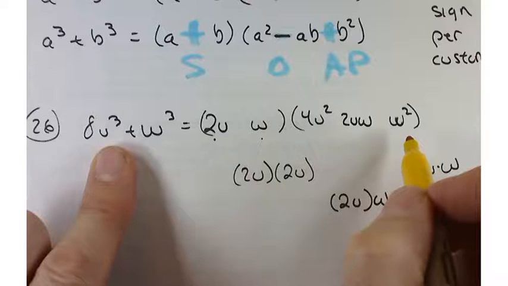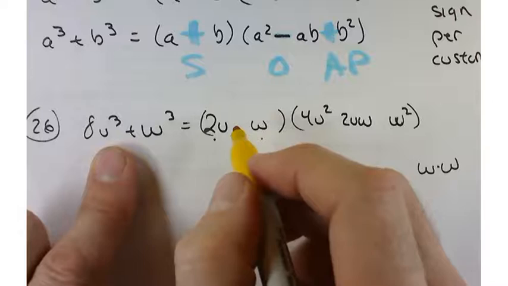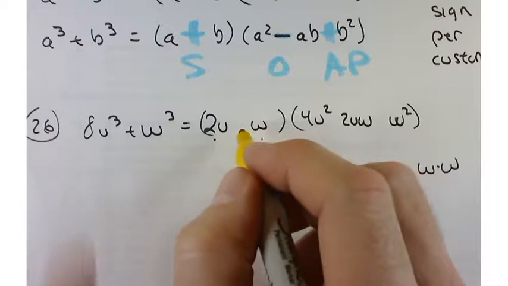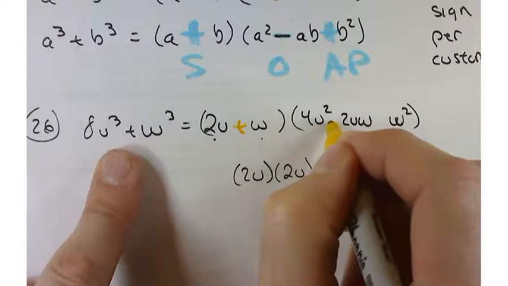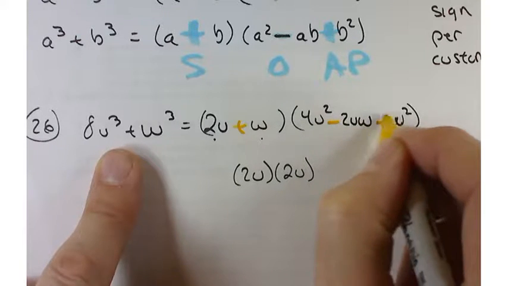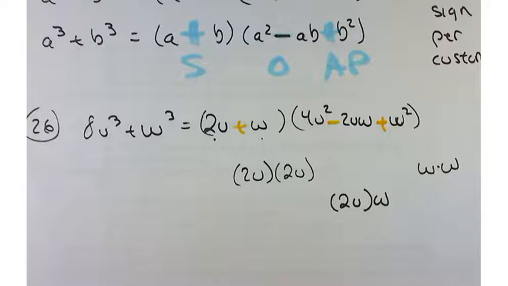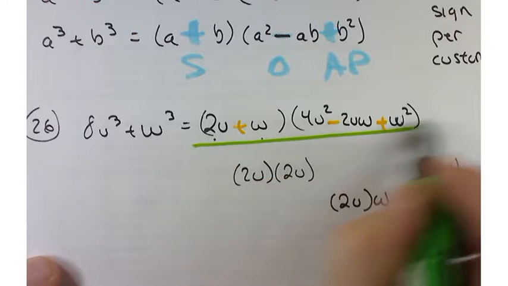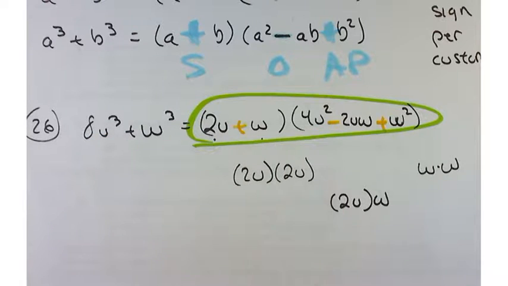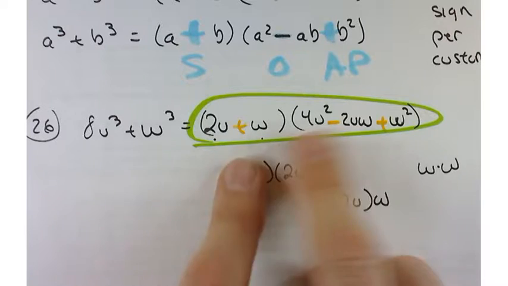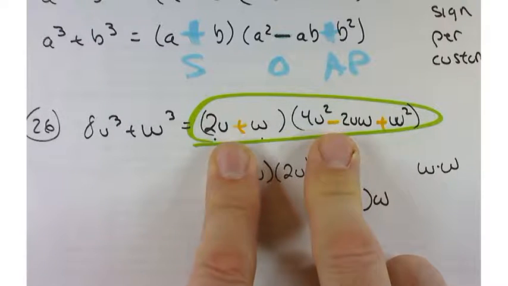So I need to fill in some signs now. Madison, some help please. What would these be? Good. Positive. Positive, negative, positive. Great. And that's it. This is your answer right here. That's how this factors. Comments on this or thoughts, questions? Is there something about this that maybe I went over a little too fast?